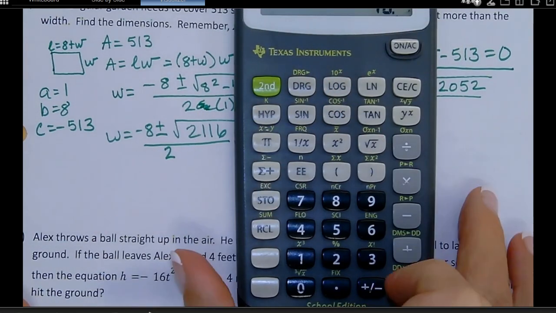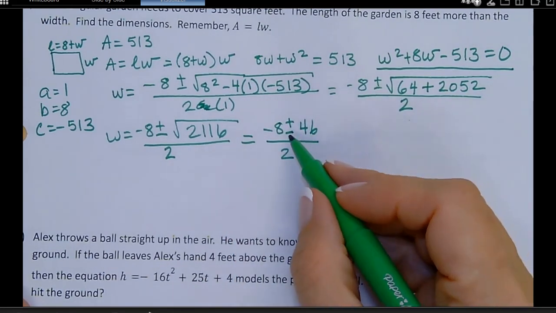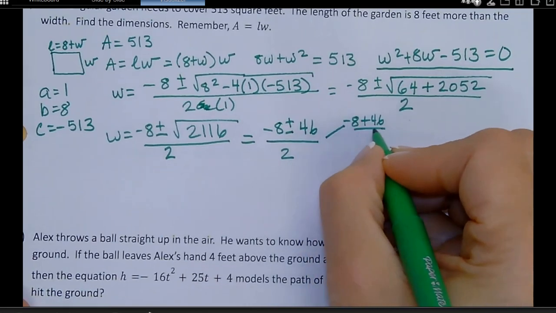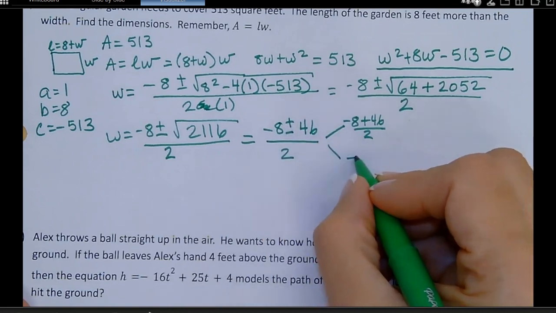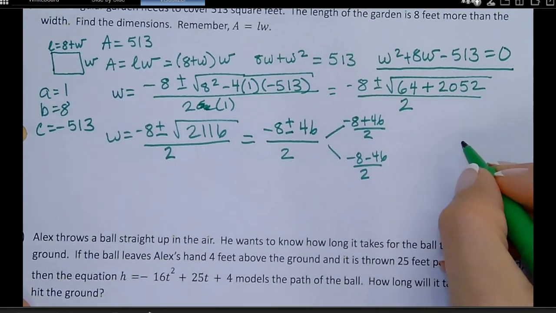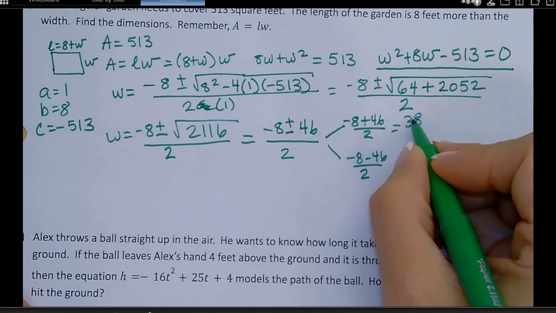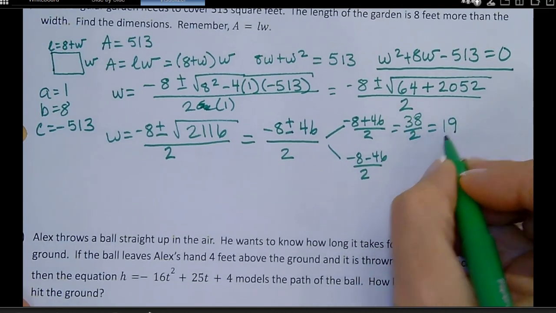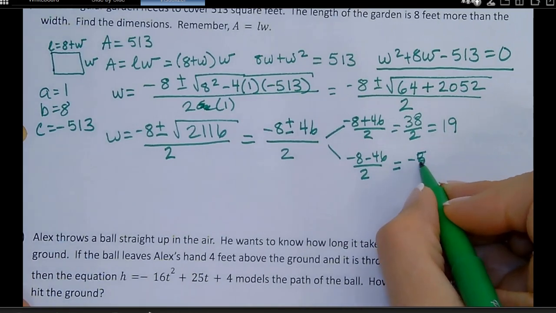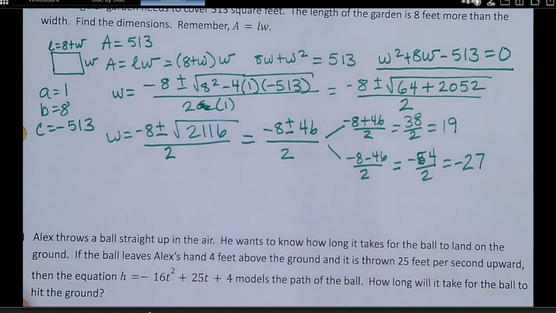Square root of 2116 is 46. Okay, this is all over 2. So this plus or minus here means that I'm going to do negative 8 plus 46 all over 2, and also negative 8 minus 46 over 2. These are going to be my two answers if they both make sense. So I have 38 over 2, which is 19, and I also have negative 54 over 2, which is negative 27. So those would be my two answers.